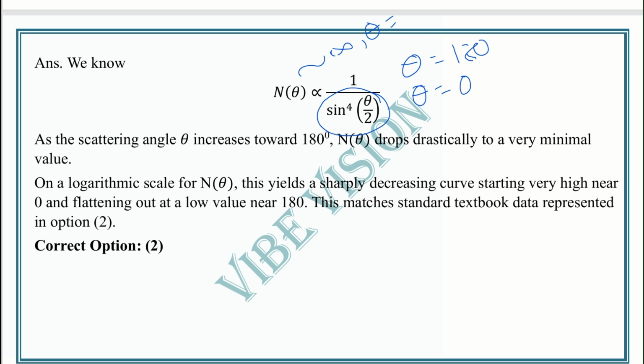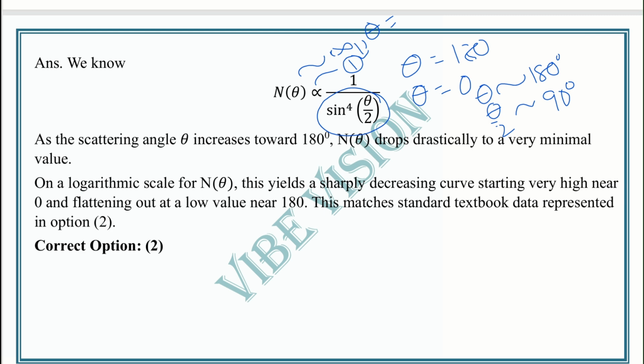Now I am considering how much N(theta) will be when we increase theta. When theta approaches 180 degrees, theta by 2 approaches 90 degrees, and sine 90 is 1. Then 1 to the power 4 is also equal to 1. That means N(theta) becomes 1. So we can say that when theta increases from 0 to 180 degrees, N(theta) drops from infinite to 1.